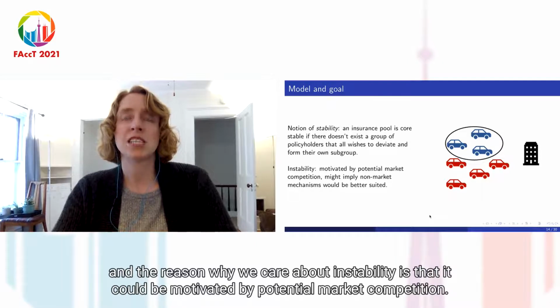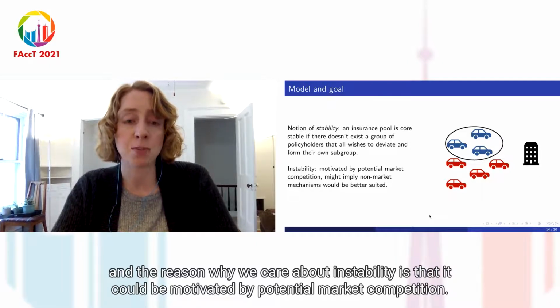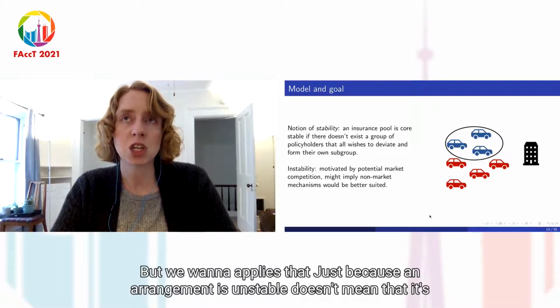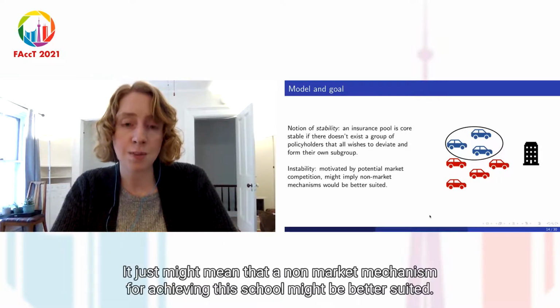The reason we care about instability is that it could be motivated by potential market competition, and this might be something we want to protect against. But we want to emphasize that just because an arrangement is unstable doesn't mean that it's bad in some way. It just might mean that a non-market mechanism for achieving this goal might be better suited.